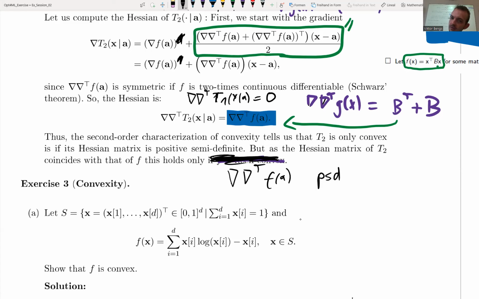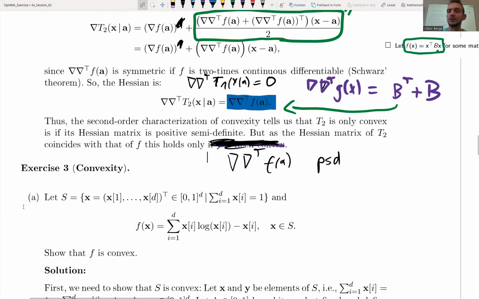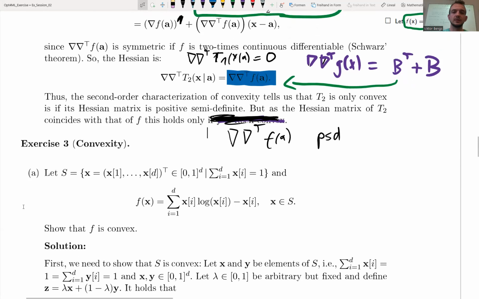Okay, but the Hessian matrix at the point A is not always positive semi-definite, but it will always be positive semi-definite if you have a convex function, of course. Then you will always have, due to the second order characterization, a convex function with Hessian matrix being positive semi-definite, and then the Taylor approximation of second order will always be a convex function.